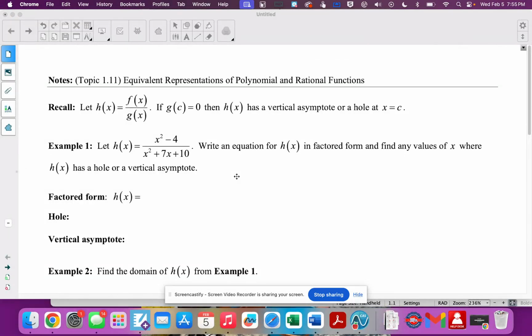Okay, so topic 111, this is going to be part one, because I said I was going to split this into two parts because it's fairly long and it does have a couple of different things.